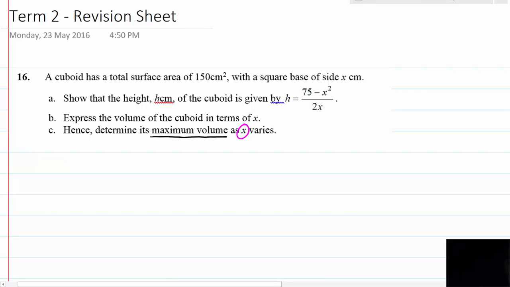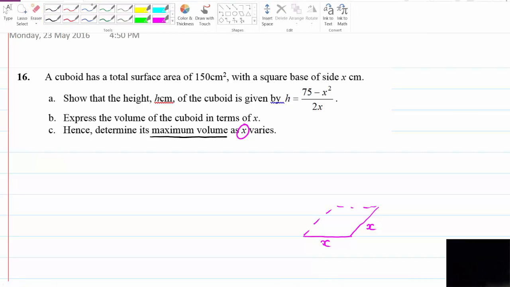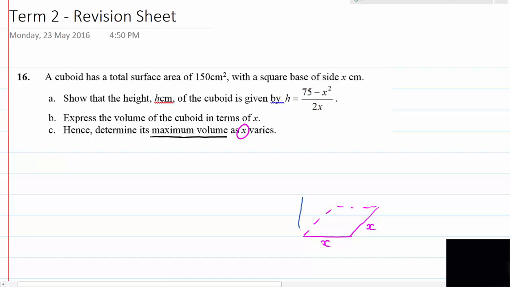A cuboid has a total surface area of 150 centimeters cubed with a square base of side x. So my cuboid has a square base first of all, and a side length of x on that square base. And obviously, reading the second statement, this cuboid has a height of h. So that's not a very good line, but we'll go with it. A height here of h, and you can see there's my cuboid with a height of h. Question A shows that the height of the cuboid can be given by that function. So let's have a look at question A.